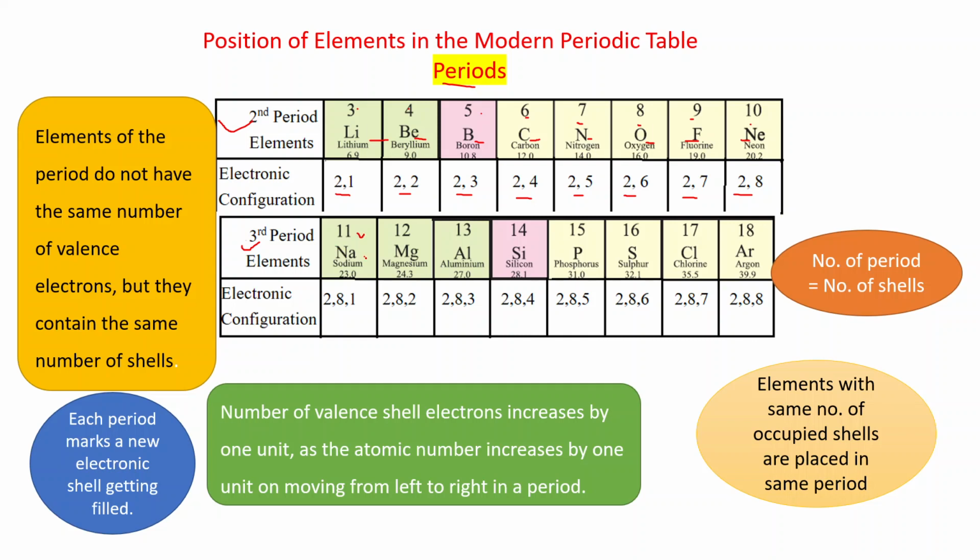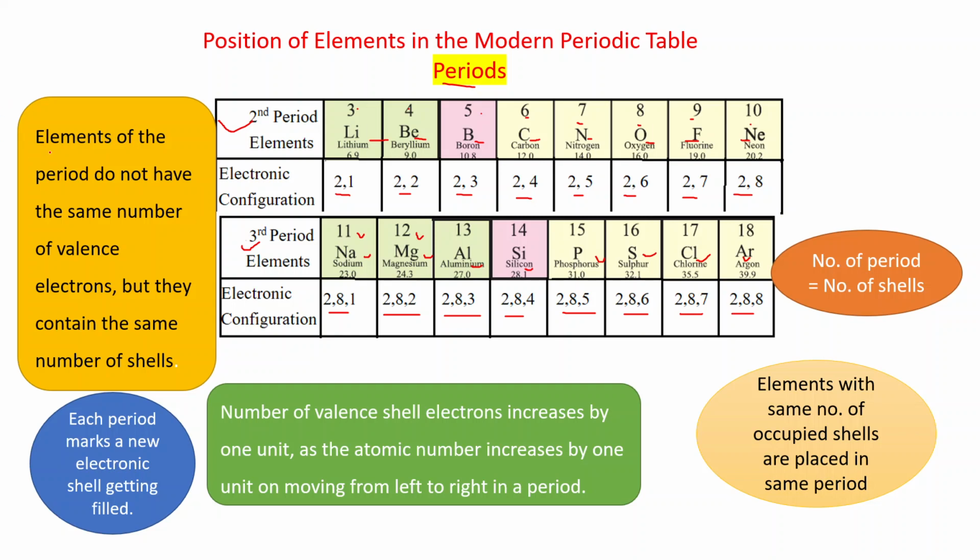Atomic number 11, sodium. Electronic configuration 2,8,1. Atomic number 12, magnesium 2,8,2. Aluminium 2,8,3. Silicon 2,8,4. Phosphorus 2,8,5. Sulfur 2,8,6. Chlorine 2,8,7. Argon 2,8,8. Now again compare the electronic configuration.